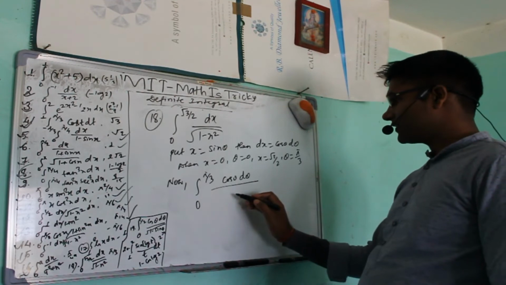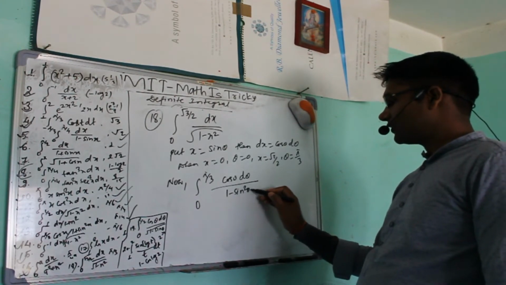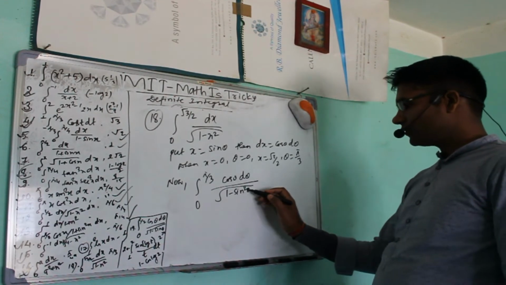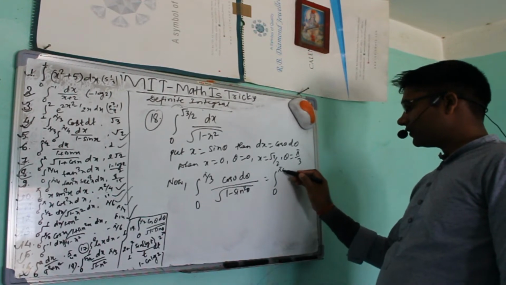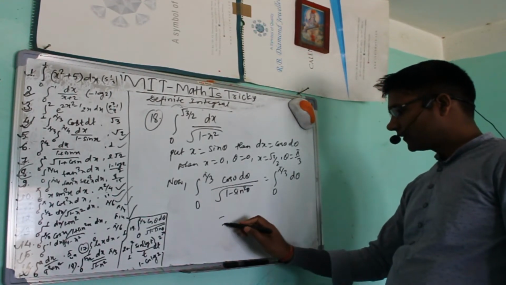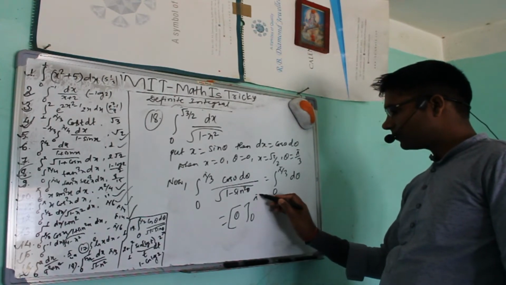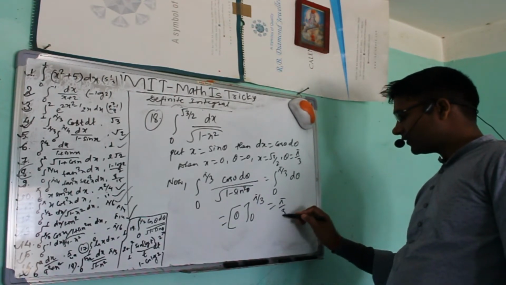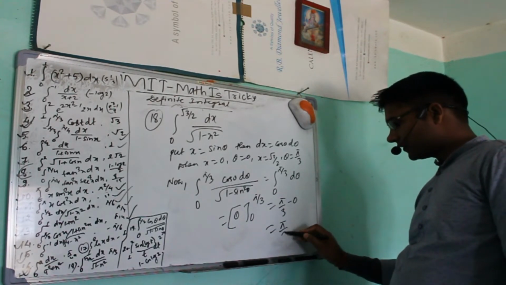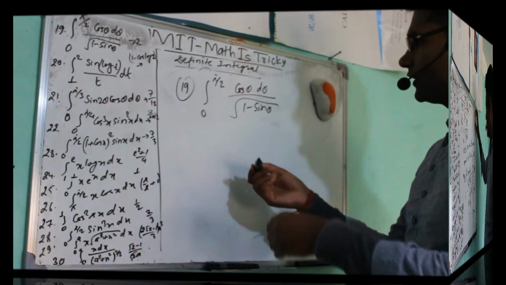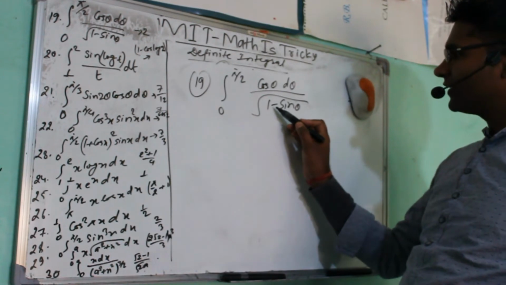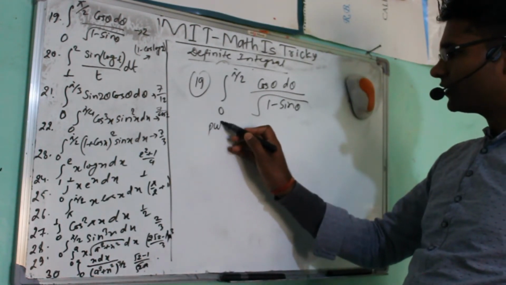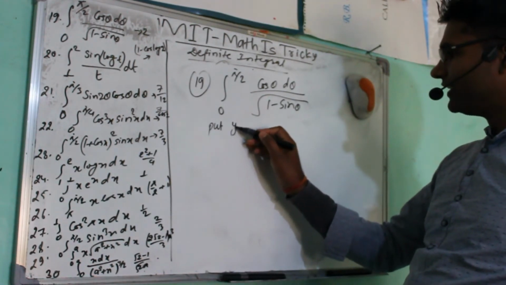Now let's change the limits also. When x equals 0, y equals 0. When x equals pi by 2, y equals 1. So now the question is from 0 to 1, and dx is simply dy, so we get dy by 1 plus y square.